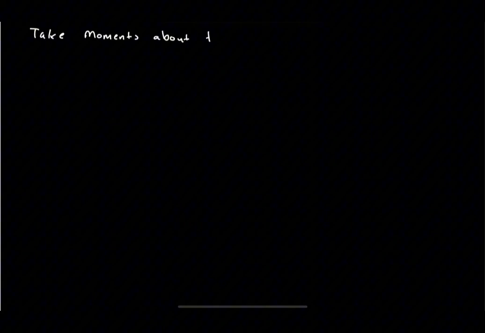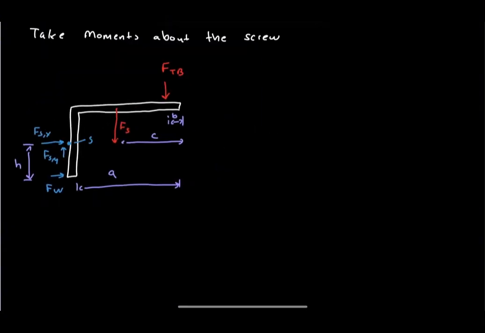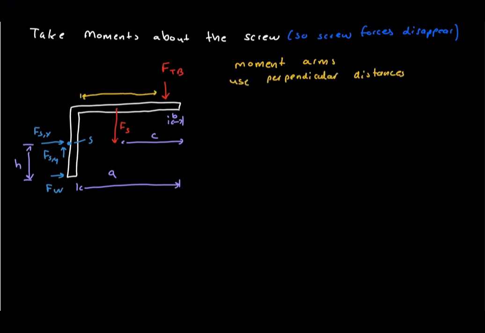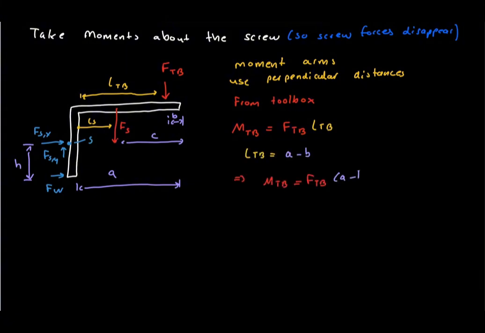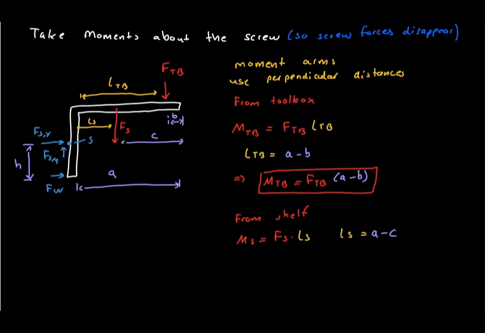Next, we take moments about the screw, because the screw forces then disappear. Moment arms are always perpendicular distances. For the toolbox, the moment arm is a minus B. So the toolbox moment is FTB times a minus B. For the shelf, the moment arm is a minus C. So the shelf moment is FS times a minus C.